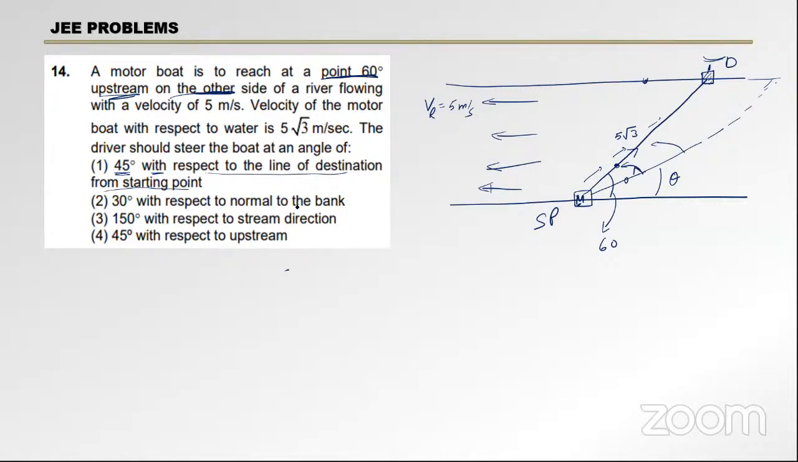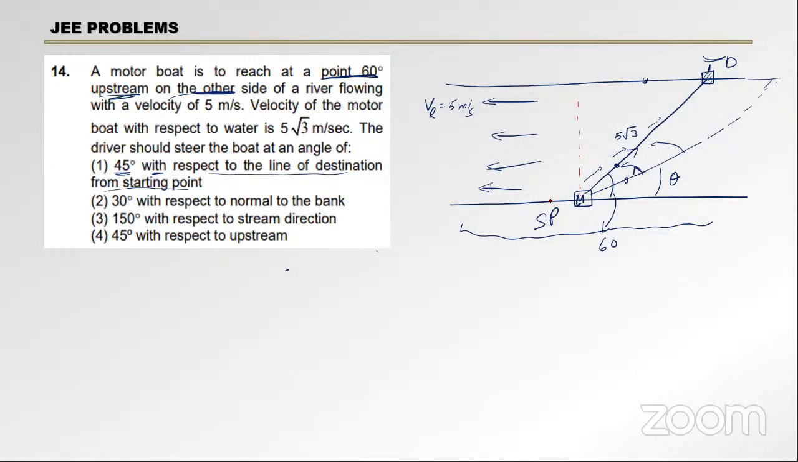Next, 30° with respect to the normal to the bank. This is called the bank, and this is the normal direction, so 30 degrees with respect to it. The third option is 150 degrees with respect to the stream direction; the stream direction is this one. Next, 45 degrees with upstream; upstream means this one, so 45 degrees like this. These are the four options, and there is no senseless option here, so we'll check.